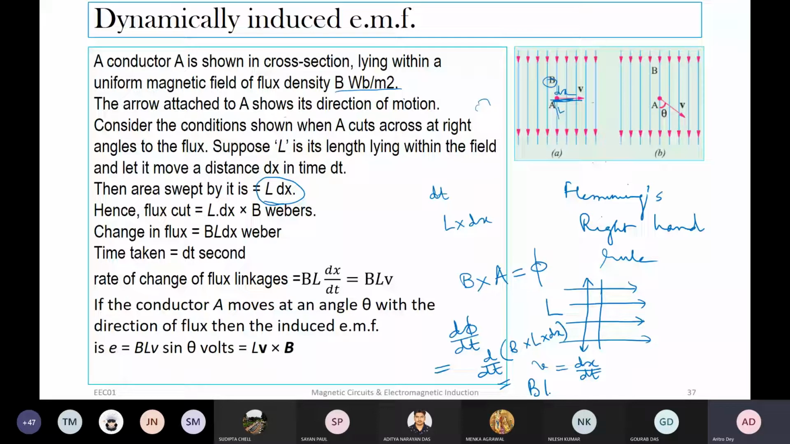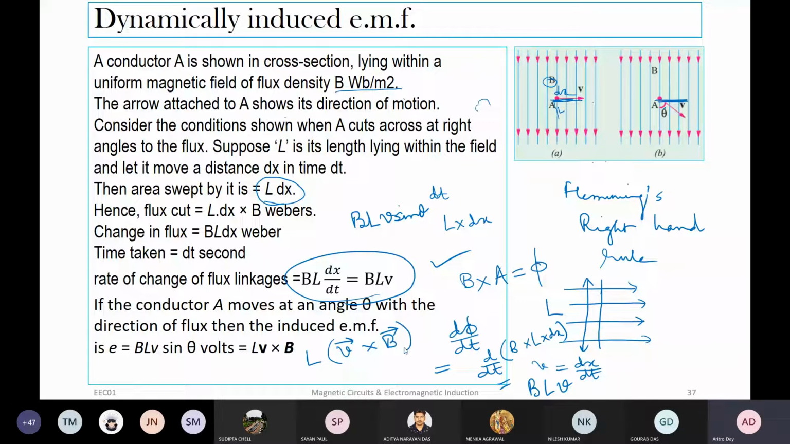So B L V, where V is the velocity, L is the length of the conductor, and B is the flux density. Now if the conductor moves at an angle theta along with the direction of the field, then we have to take the sine theta component. So we can write it as B L V sine theta, magnitude wise. And if you want to express it in vector form, you can write it as L into V cross B.